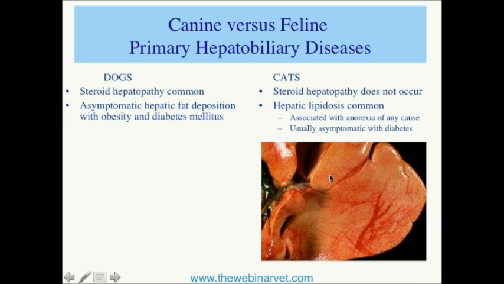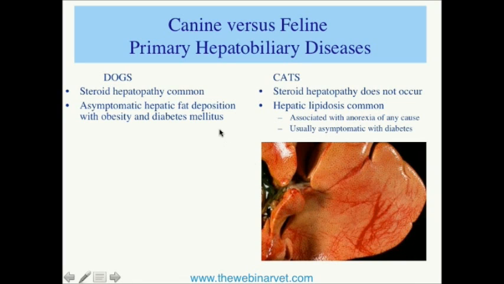So here's an example from postmortem of a very fatty liver. You can see how pale it is, and you can also see how friable it is. Look at all these microfractures that have happened even before anything has been done in terms of handling this particular section of liver.